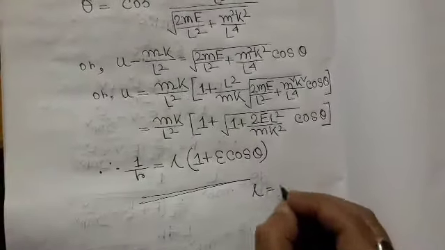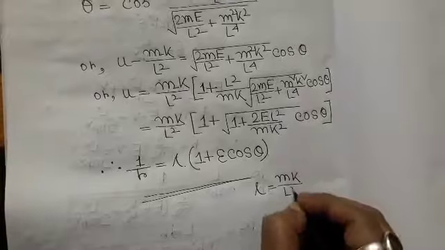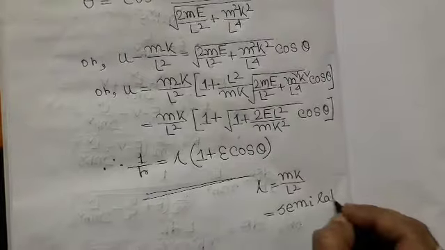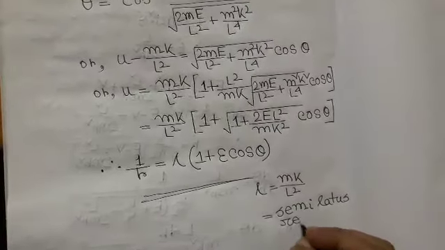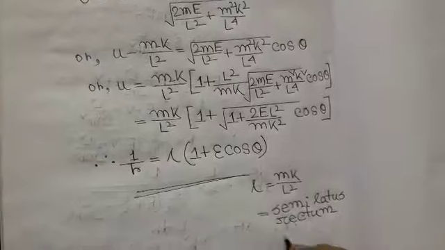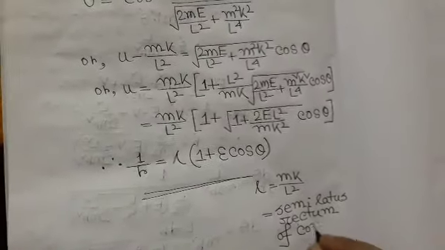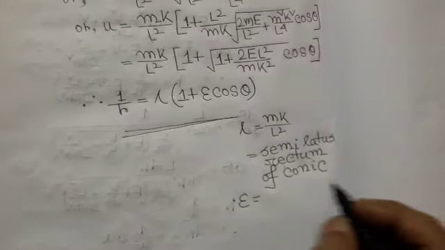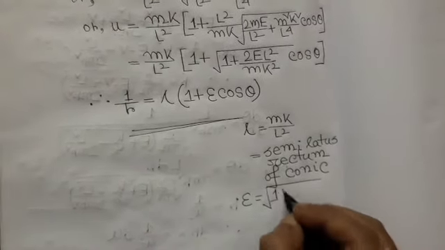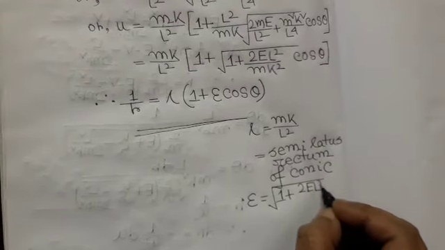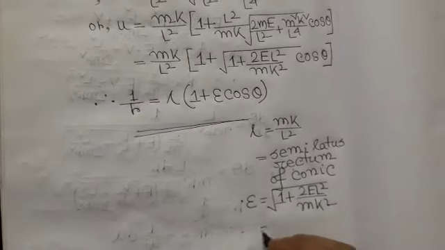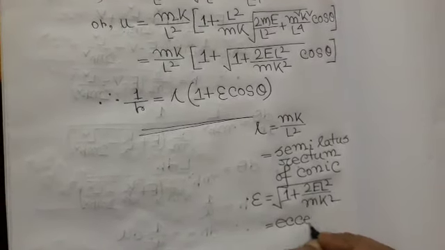And what is l? We know l is nothing but mk by L square. This is known as the semi-latus rectum of conic. Okay. And what is my epsilon? My epsilon will be square root of 1 plus 2e L square by mk square. This is called eccentricity of the conic.